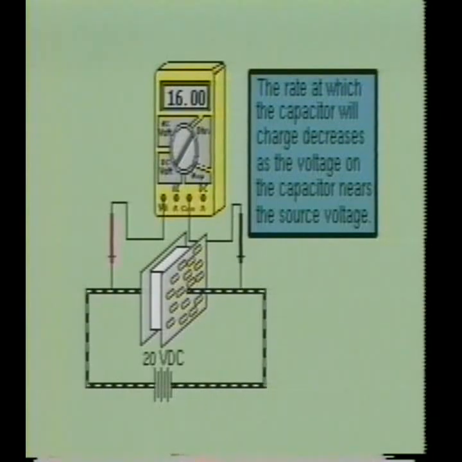When the capacitor voltage reaches the voltage potential of the source, the current flow through the capacitor will cease. This is because the voltage across the capacitor will buck the source voltage, and therefore there will be no difference of potential, and hence no current will flow through it.